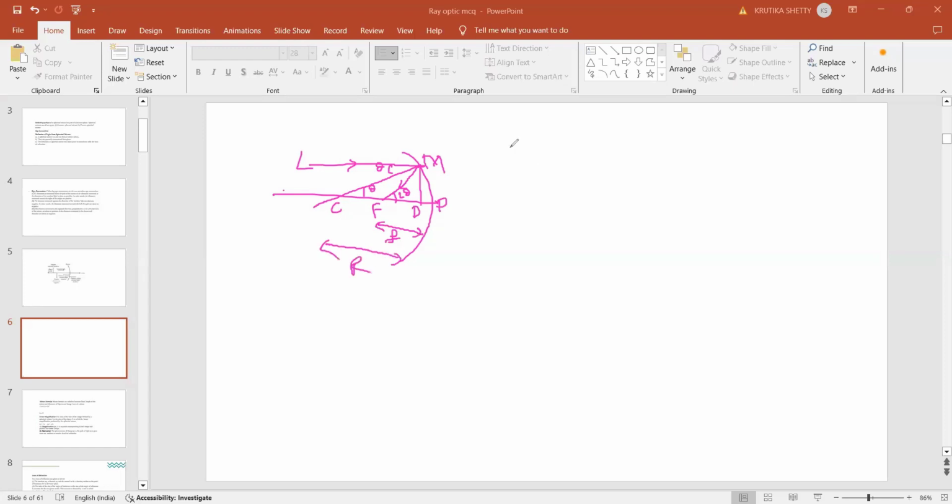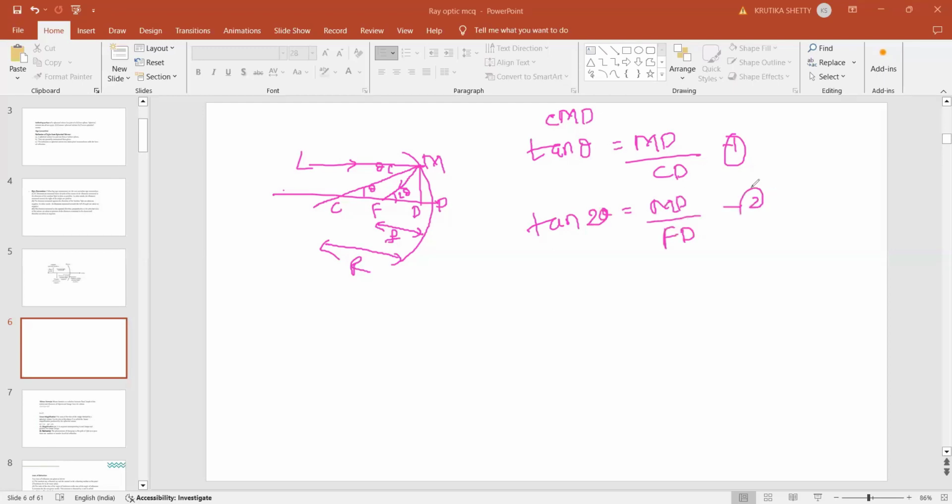From the center of curvature, the distance to the pole is called the radius of curvature. Okay, now from the figure, tan theta is equal to, which triangle do we take? The CMD triangle. What do we get? It is MD divided by CD, equation 1. If you go for tan 2 theta, it is again MD divided by FD. This is equation 2.